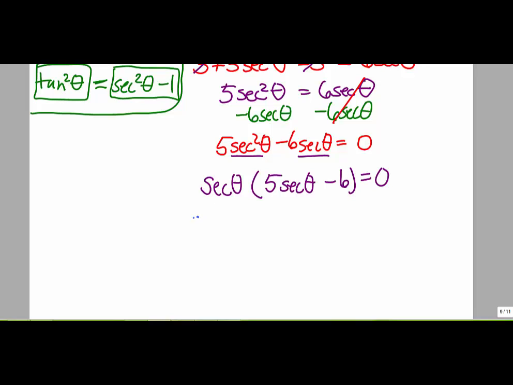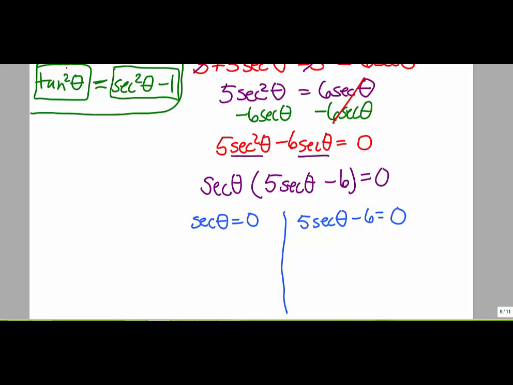Now that it's factored, we can set each one of these factors equal to 0. Then we'll have two equations in linear form that we can solve for secant. Okay, well, the first one is secant theta equals 0.